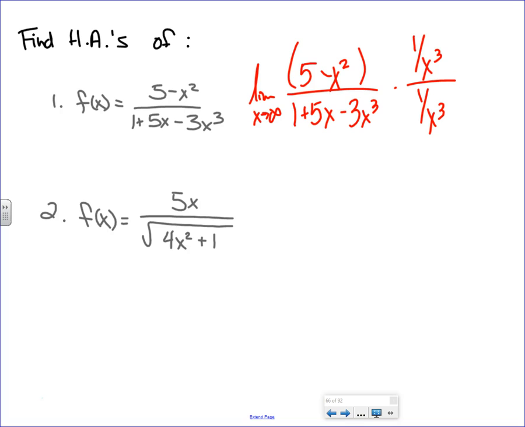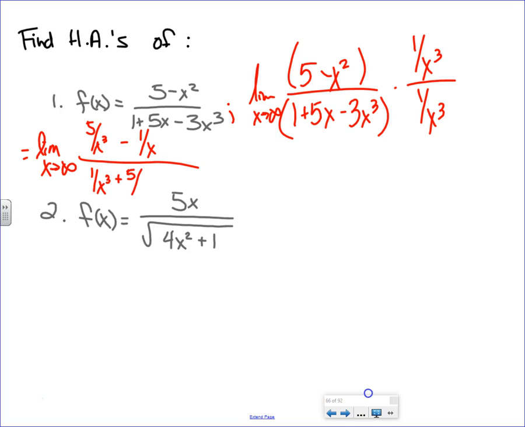The process says, find the highest power. It's a cube. Multiply top and bottom by 1 over x cubed. Now, as you multiply top and bottom by 1 over x cubed, you would end up with the following. Let's see if this makes sense. 5 over x cubed minus x squared over x cubed reduces, all over 1 over x cubed plus 5 over x squared when you reduce, minus 3.